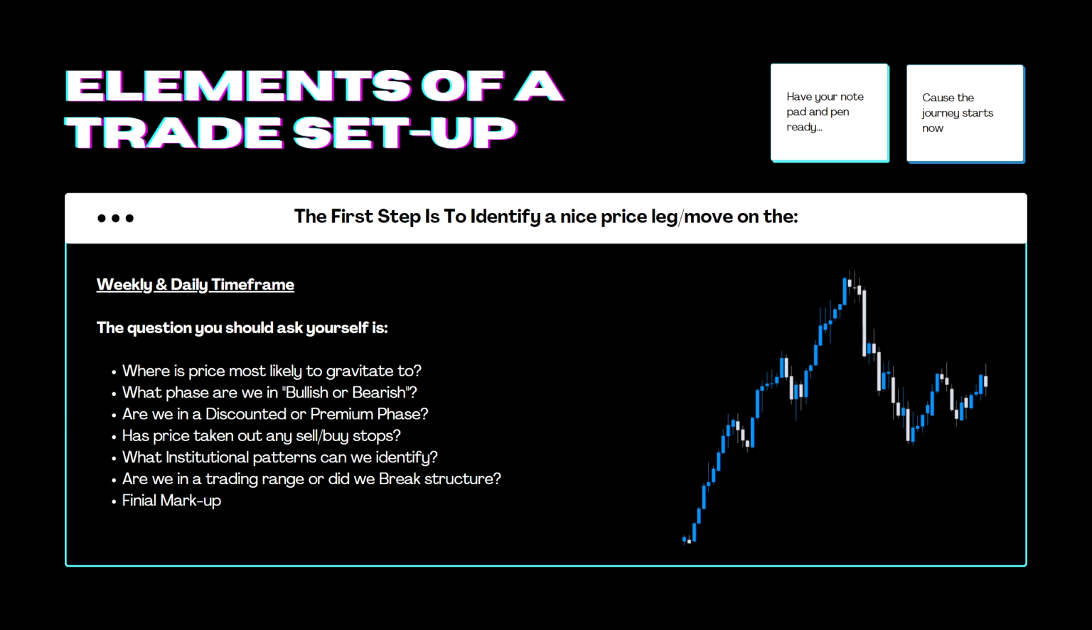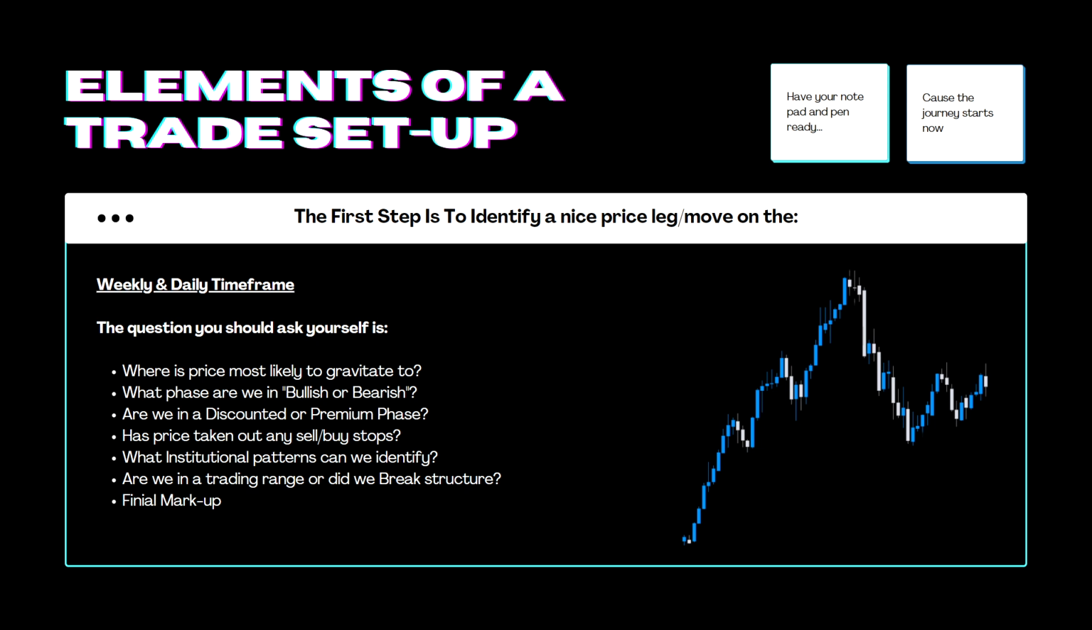So what are the questions you need to ask yourself? The following questions are: where is price most likely to gravitate to? In the next coming week, since the weekly is the time frame we start on, where are we likely to gravitate to? What phase of the market are we currently in? Are we ranging, or are we in a bullish or bearish market? Then from there, are we in a discounted or premium phase? As we know, we buy low, we sell high. So your premium level is where we sell, your discounted level is where we buy. You need to ask yourself these questions. And has price taken out any sell or buy stops? I will be explaining in depth what sell and buy stops are.